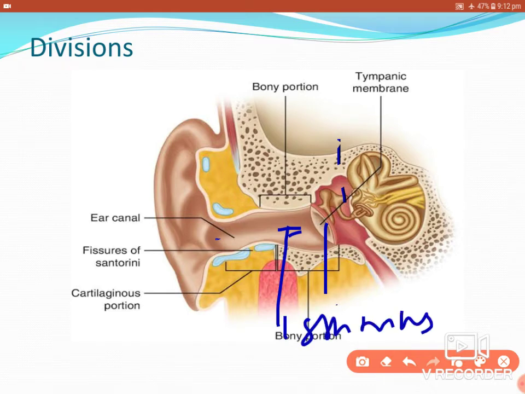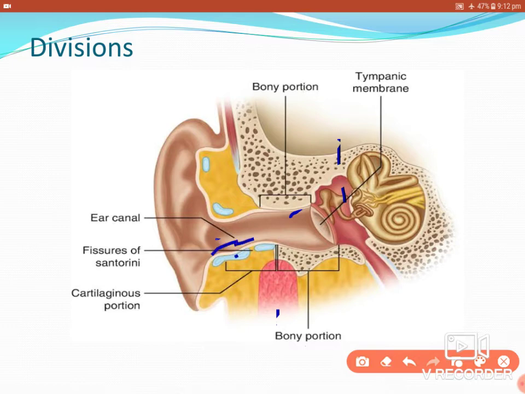If any foreign material gets lodged in the part of the canal medial to the isthmus or lateral to the tympanic membrane, it is difficult to remove, which can cause perforations or infections of the tympanic membrane. Then, at the antero-inferior part of the cartilaginous canal, you can see some gaps, these deficiencies. These are called the fissures of Santorini.